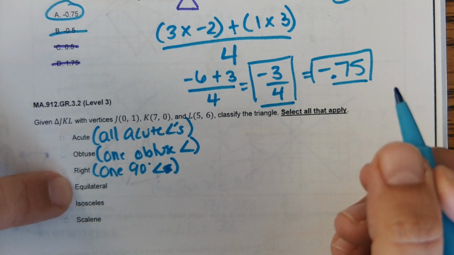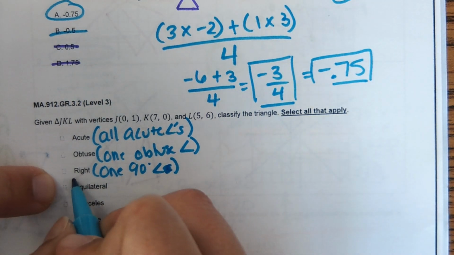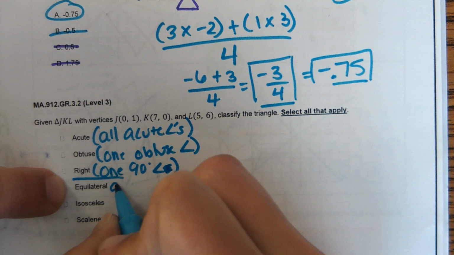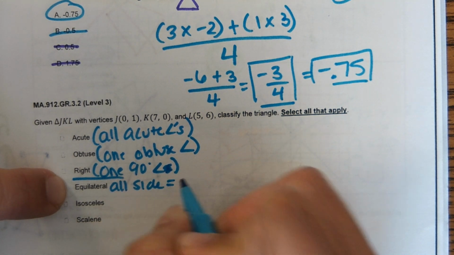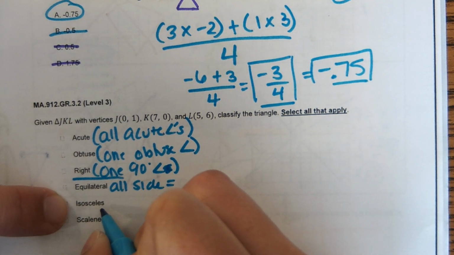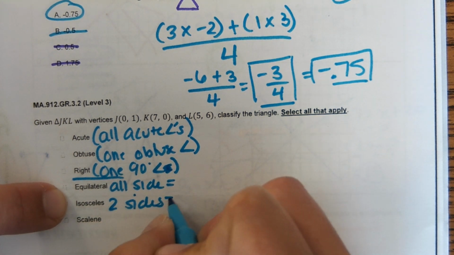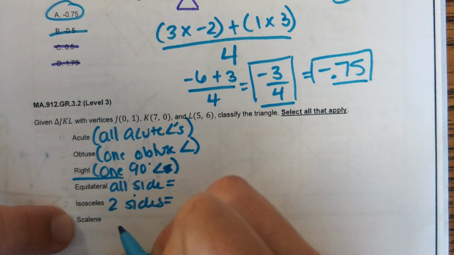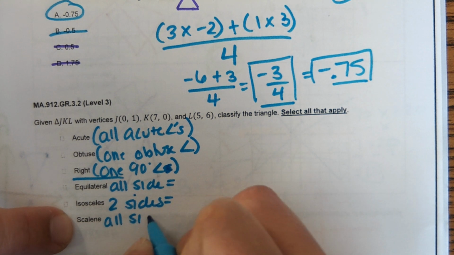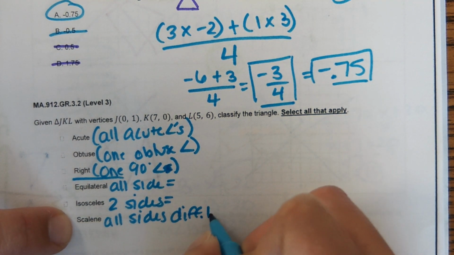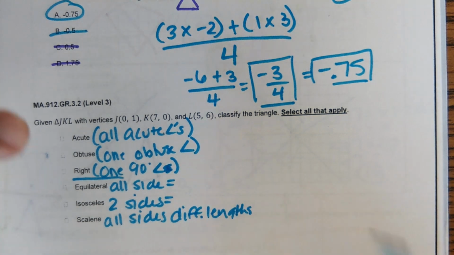Equilateral, isosceles, and scalene has to do with the side lengths. So these all have to do with angles. This has to do with side lengths. Equilateral is all the sides are equal in length. Isosceles triangle has 2 sides equal. And then scalene, all sides are different lengths. So like 3 different lengths for sides. So that is what we're going to be looking for when we graph it.